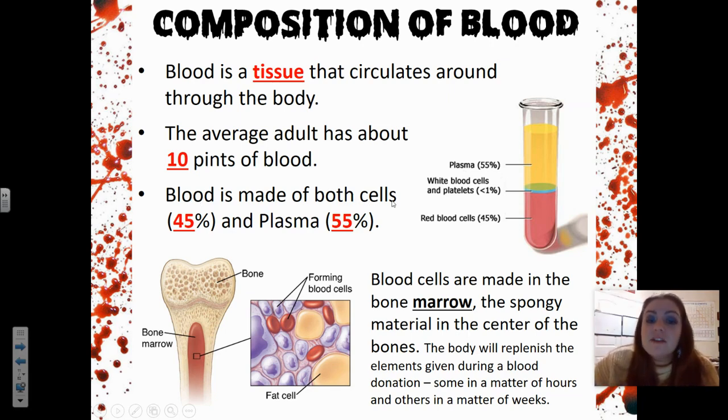Blood is made of both cells, which is the red blood cells and the white blood cells and the platelets. Those are all cells. And then plasma, which is mostly water. I'll talk about that in a second, which is the other 55%. So blood cells are made in your bone marrow, the spongy material in the center of the bones. The body will replenish the elements given during blood donation, some in a matter of hours and others in a matter of weeks. It depends on how fast your body makes it. Some people pretty quickly will already be making more blood cells, and some people will take longer, up to several weeks for you to get your blood cells completely back.